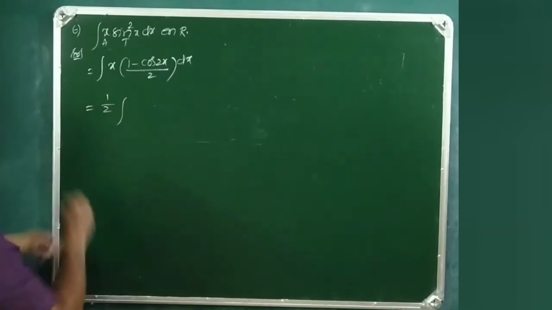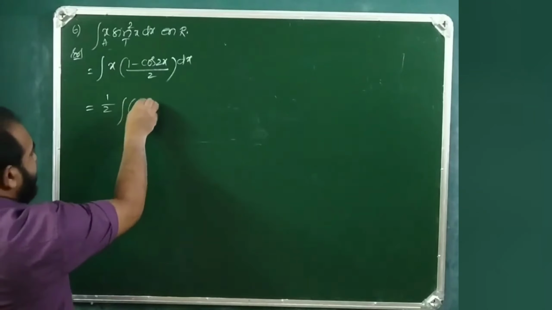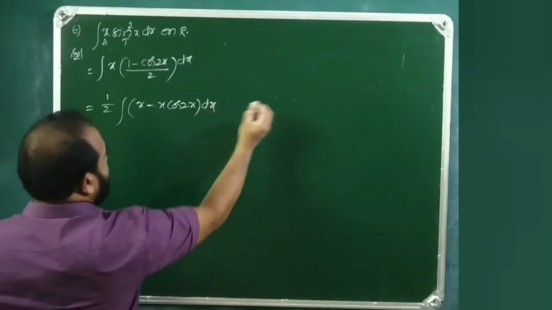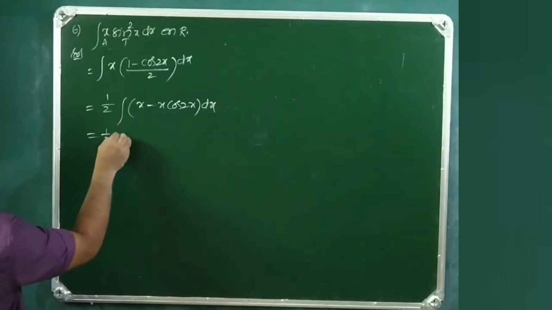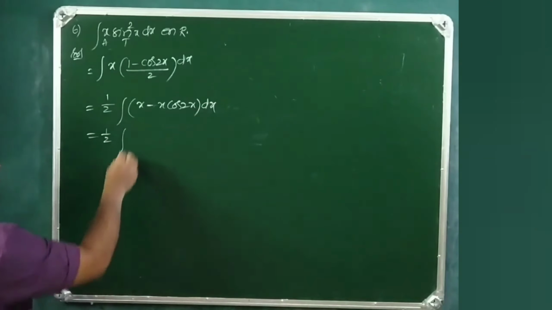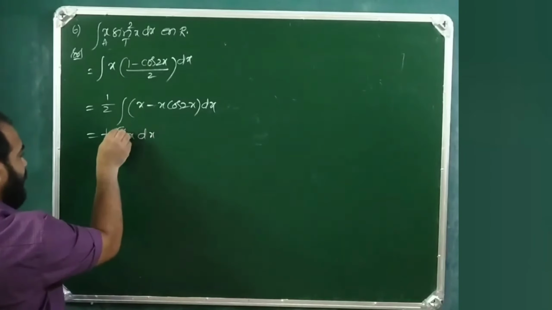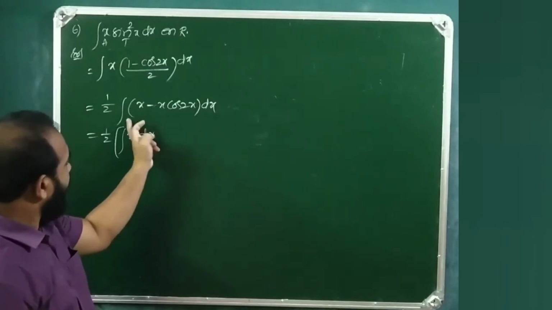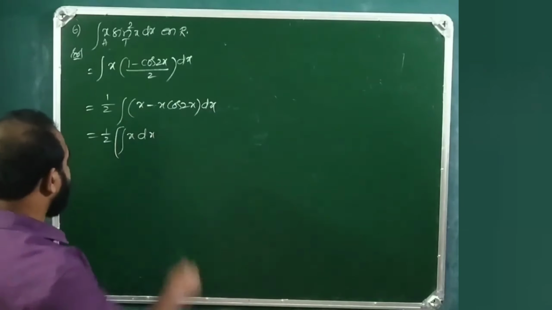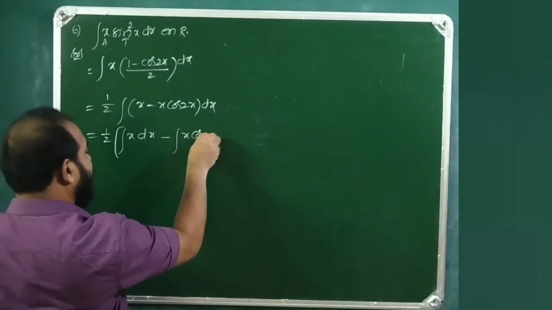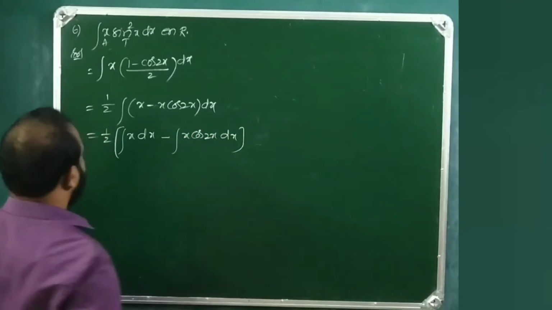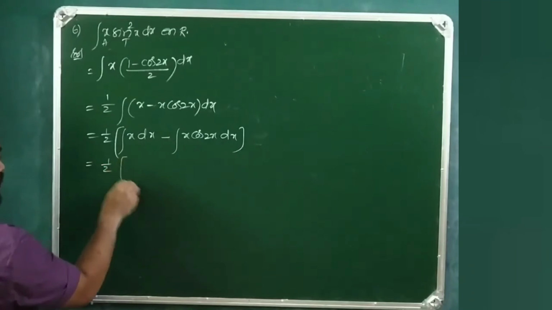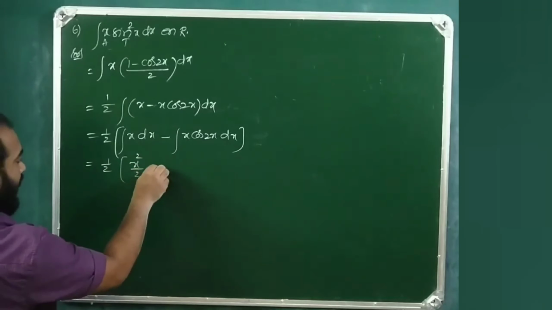1 by 2. I am separating it from the process of integration. This is x minus x cos 2x dx. So this is equal to 1 by 2. This is integral x dx. This integral dx I am distributing for these two functions. So integral x dx minus integral of x cos 2x dx. So this is equal to 1 by 2. Integral x dx is x square by 2 minus.